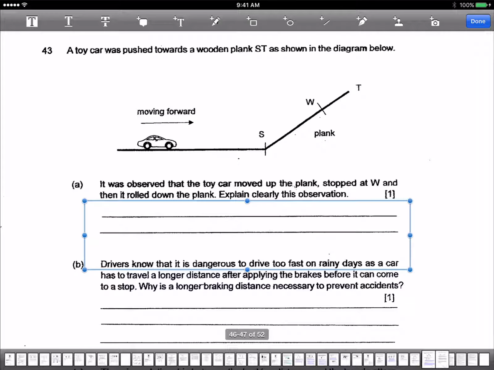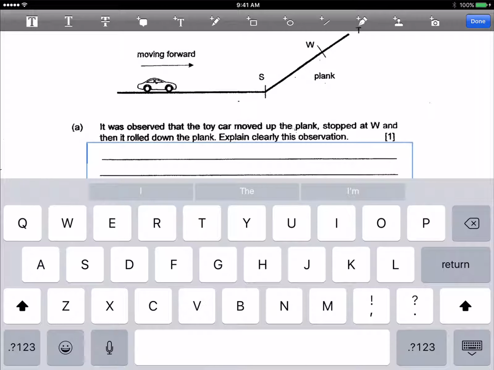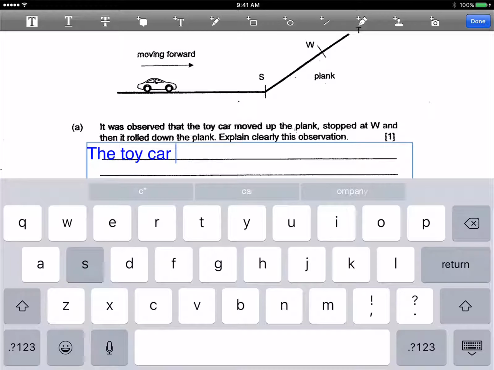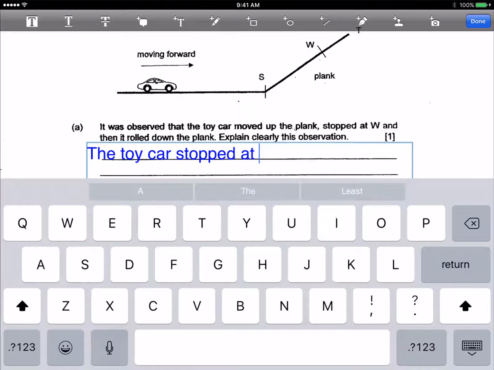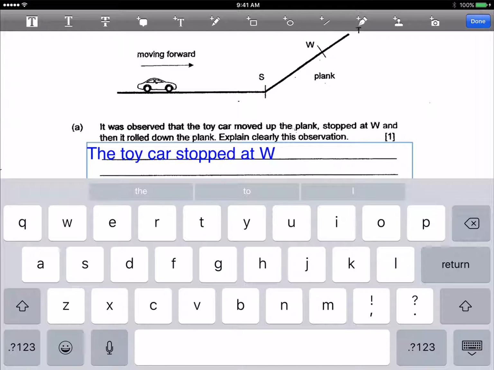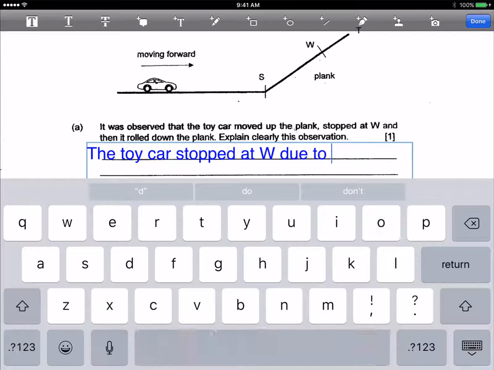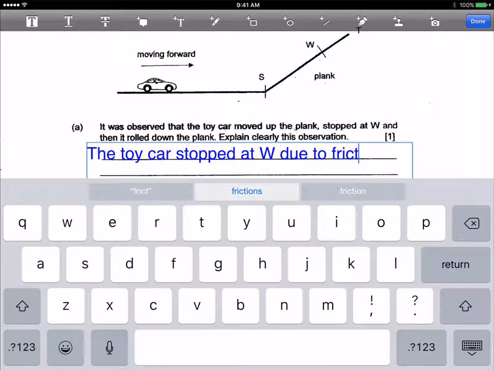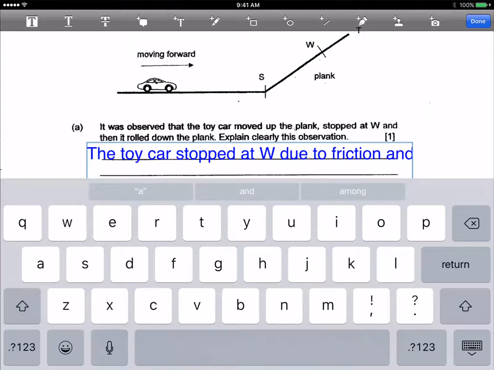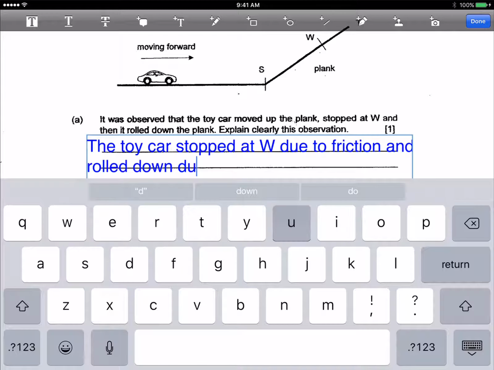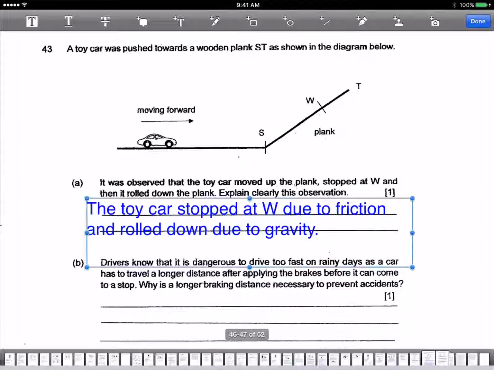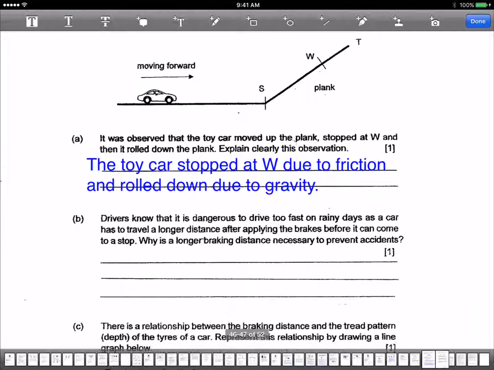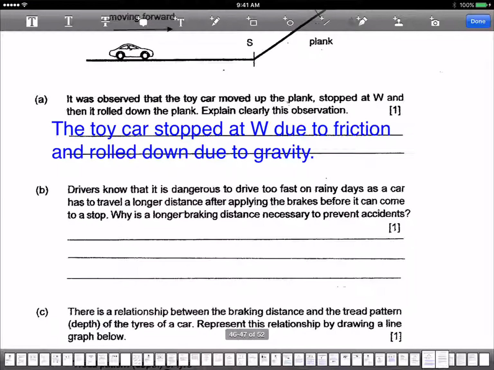Why did it stop at W? So the toy car stopped at W due to friction and rolled down due to gravity. Right? So it's only one mark, not a lot of things to explain.